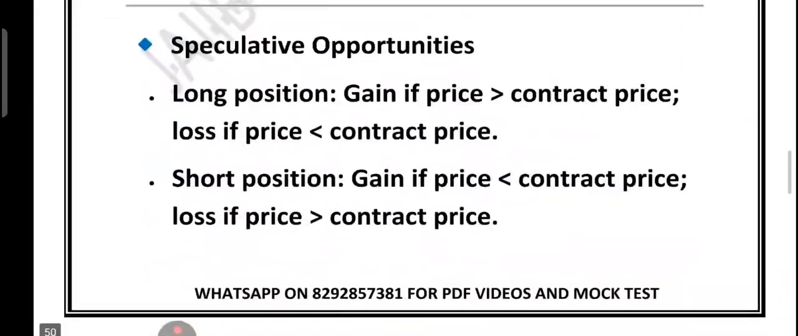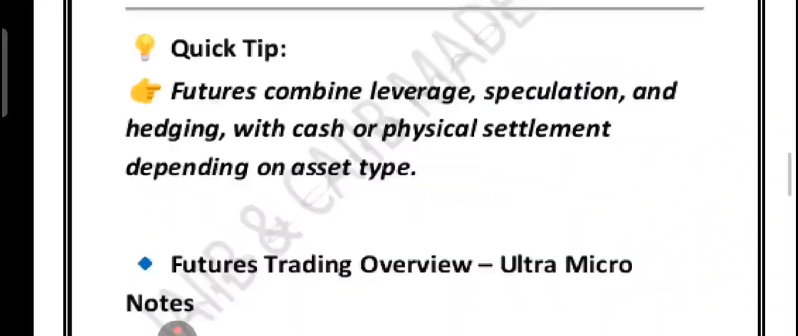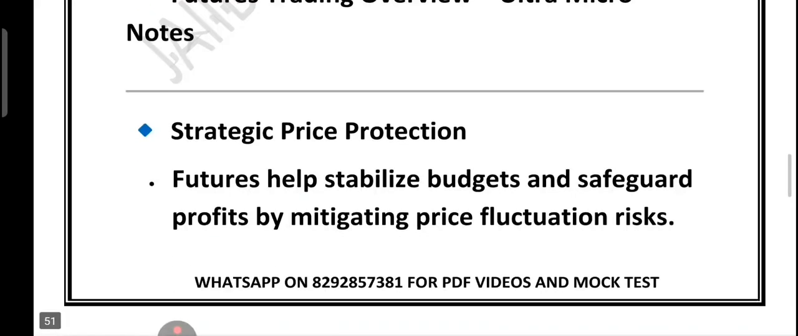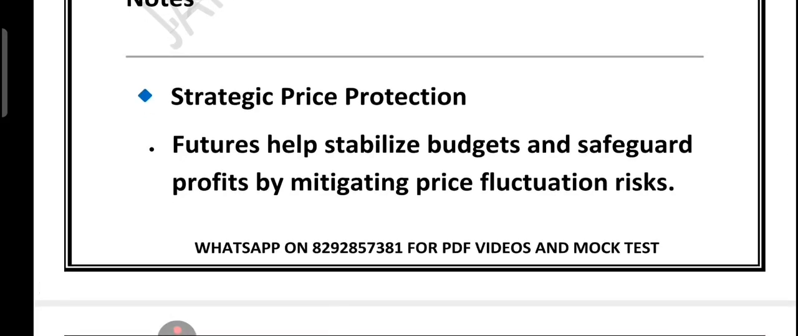So friends, let's talk about the overview of futures trading. Here you can see the first point they have mentioned is strategic price protection. Future contracts help businesses and investors protect against unpredictable price changes. For example, suppose there is a company which is buying oil, they can lock in a price today for delivery later, ensuring budget stability as well as safeguarding the profit even if the market price changes. So the purpose is quite simple: to stabilize budget, to protect profit and to lock in the future price today. That is the main point.